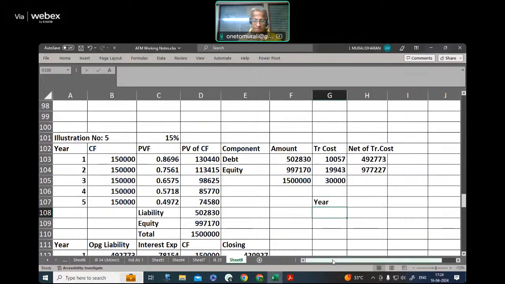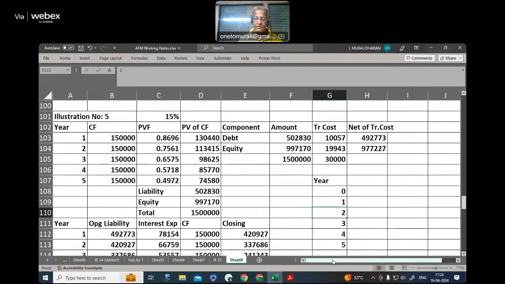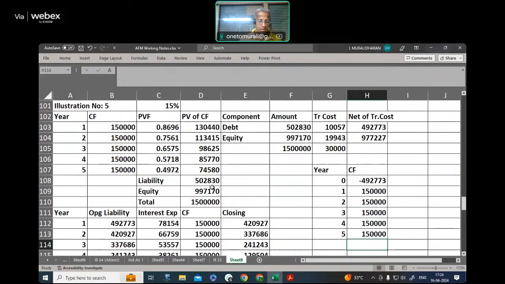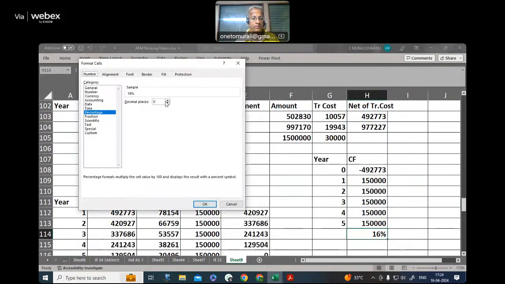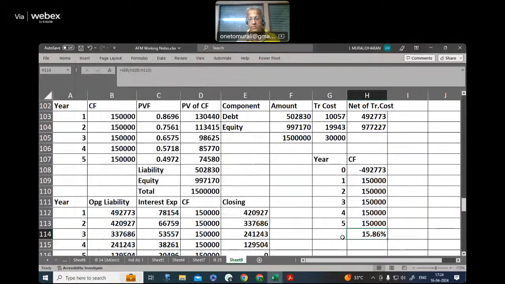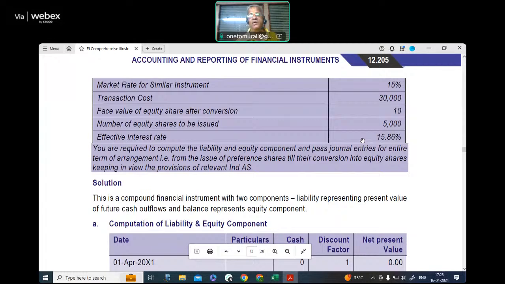Here number 0, 1, 2, 3, 4, and 5. The cash flows are this number, inflows are this number. IRR 15.86%. Remember, I was just telling that we will take up that.